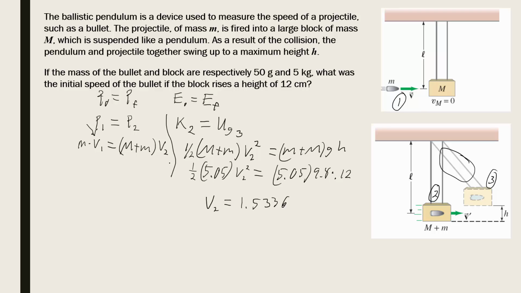Make sure and leave all these digits in your calculator. Now we can plug this guy back in over here. So mass of bullet is 0.05 times v1 is what we're looking for. This is the combined mass, the 5.05 again. And now we can plug in this number for v2, 1.5336. And we can solve for v1, the initial velocity of the bullet, which works out to be 154.9 meters per second. Hooray for making problems hard because it's fun. Okay.